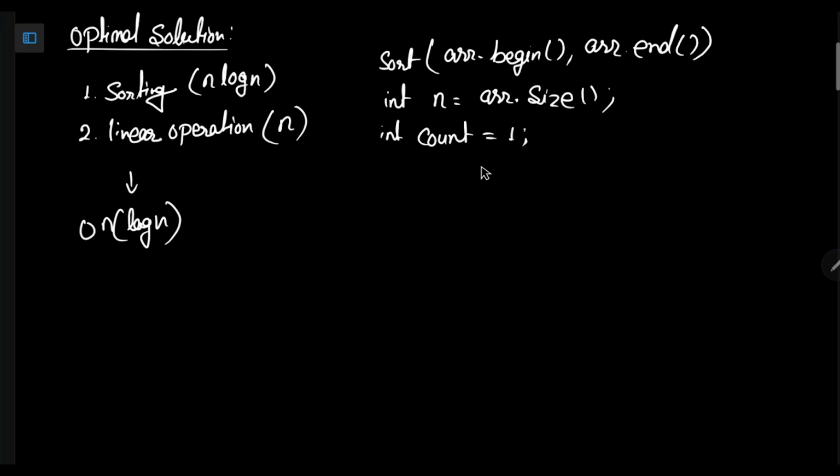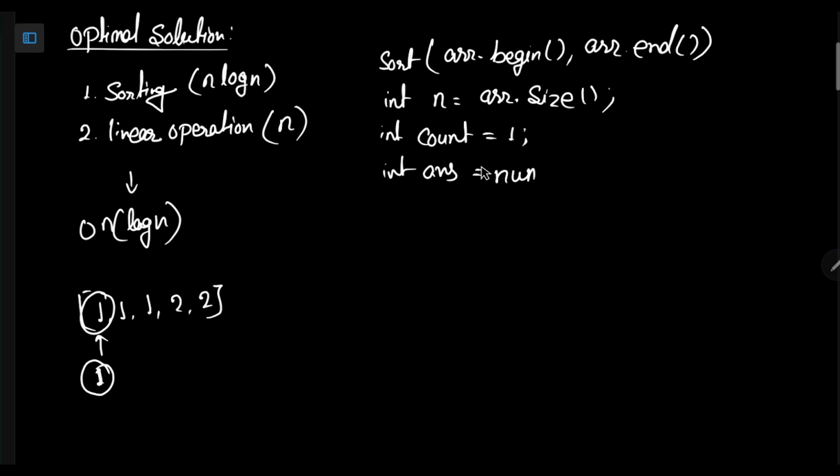Initially we will keep the count as 1 because of the first element. Suppose this is our sorted array: 1 1 1 and 2. For this first element, we will keep our count as 1. So we just keep our count 1, and then answer. In answer, we will store our first element.